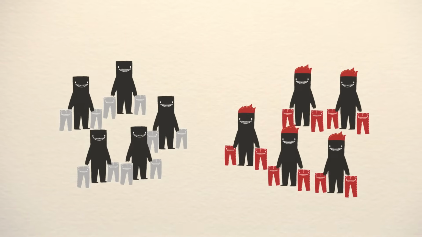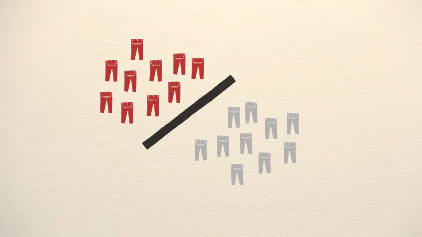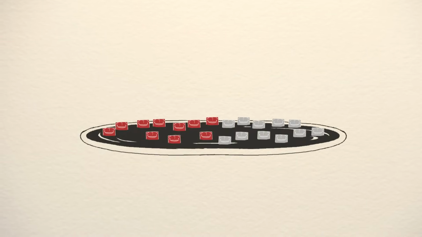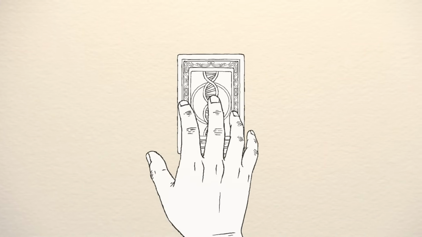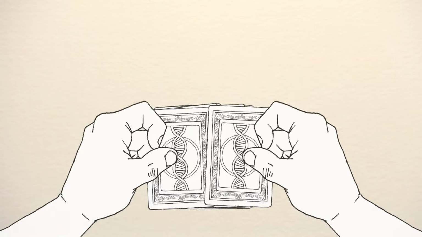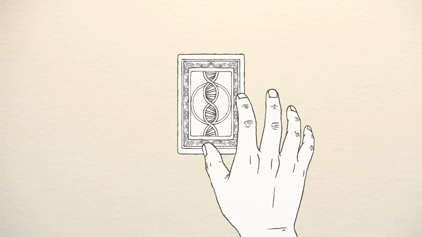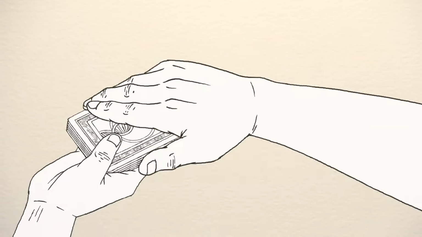The initial frequency of the red hair gene is therefore 50%, or 10 of 20 total genes. These genes are the gene pool. The 20 different genes are like cards in a deck that keep getting reshuffled with each new generation. Sex is simply a reshuffling of the genetic deck. The cards are reshuffled and passed to the next generation.